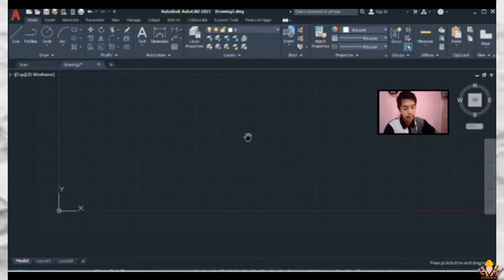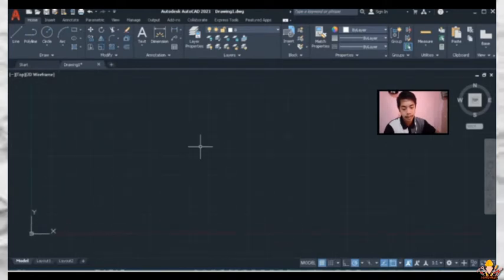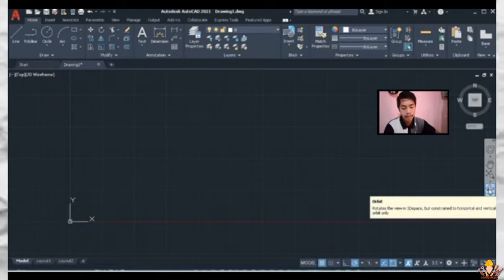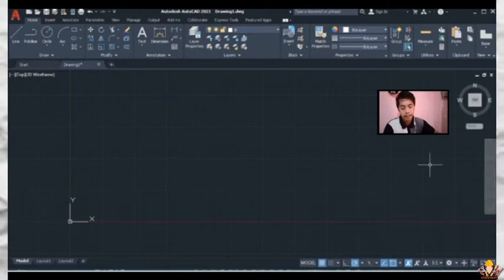Or you can also use the scroll button of your mouse. Just hold it and drag. Next is the zoom. There are settings here if you don't have a mouse, where you just press the buttons. But if you have one, to zoom in, just scroll up, and scroll down to zoom out. And last, orbit. It is very useful when you are drawing in 3D.